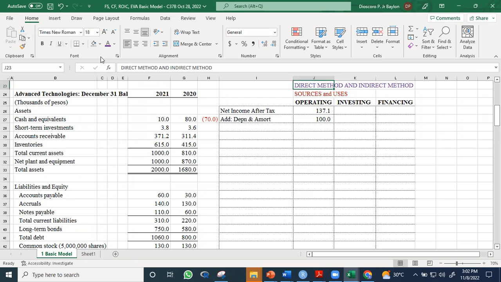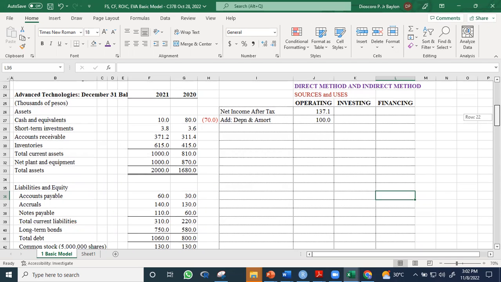Okay, so this is the indirect method, where we look at each of the accounts in the balance sheet and determine whether the change in that account falls under operating, investing, or financing, and whether it's a source of cash or a use of cash. All right, let's start first with accounts receivable. Let's skip short-term investments for now.